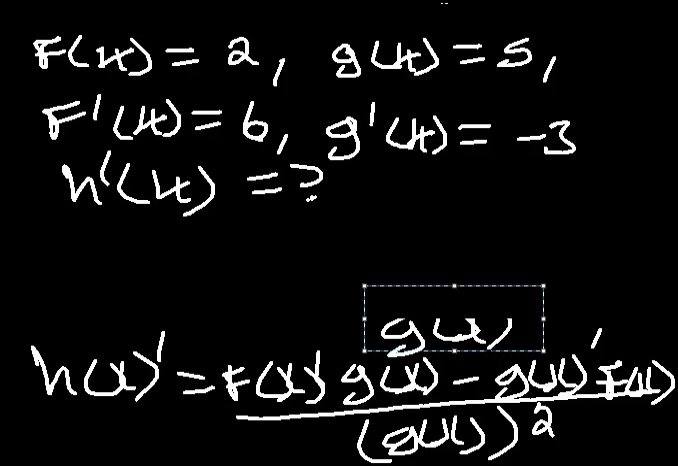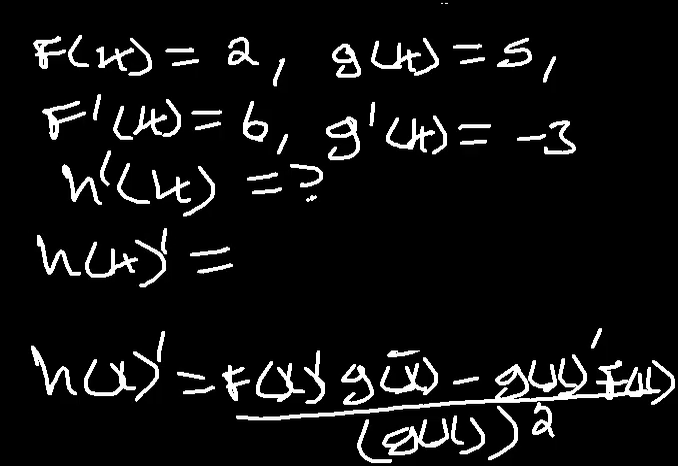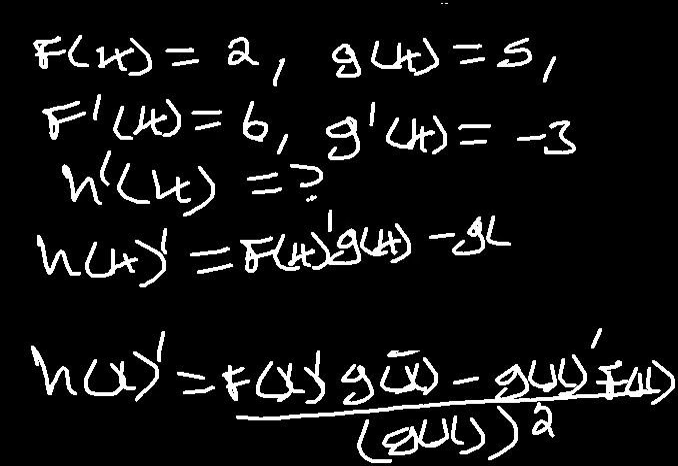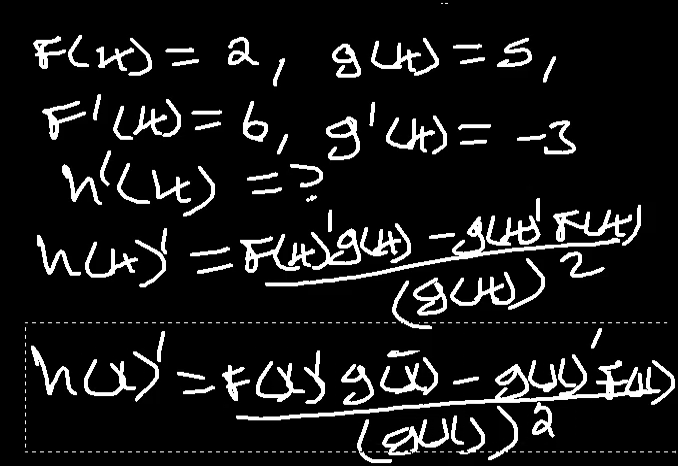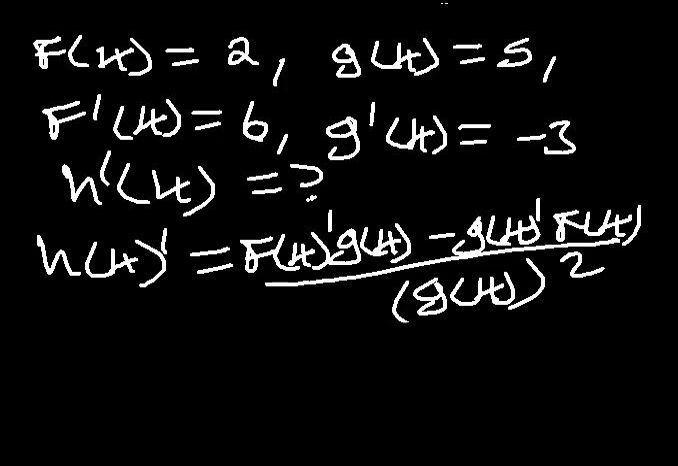Then you just have to simply substitute. In this case we're looking for h of 4 prime. Wherever there's x, I'm going to put 4: f of 4 prime times g of 4, minus g of 4 prime times f of 4, divided by g of 4 to the power 2. Then we'll substitute the values and see how we can have it. So that's how you should understand the application of the differentiation rules.